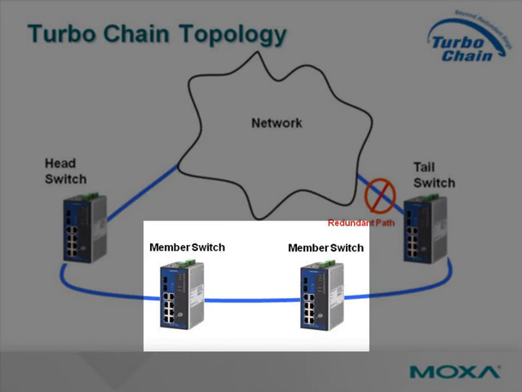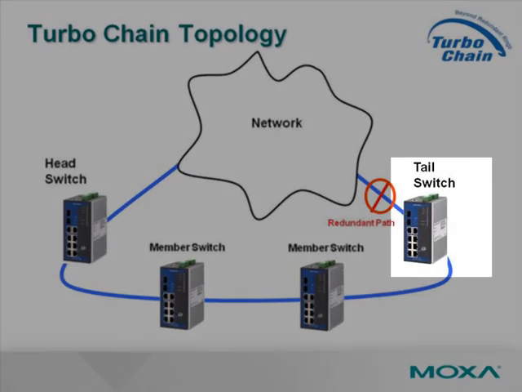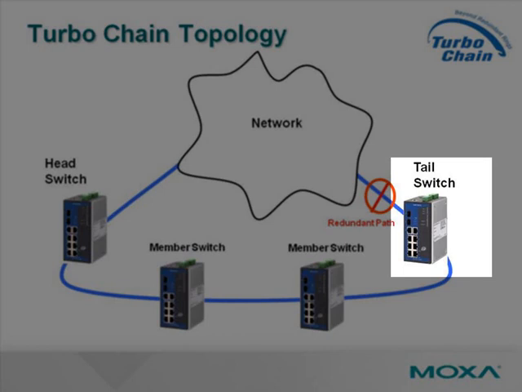The second role is the member switch. These switches reside between the head and the tail switches. The third role is the tail switch. The tail switch is the redundant link to the rest of the network.